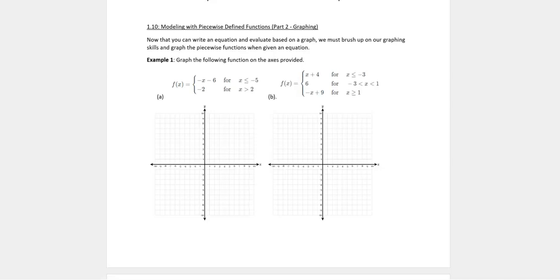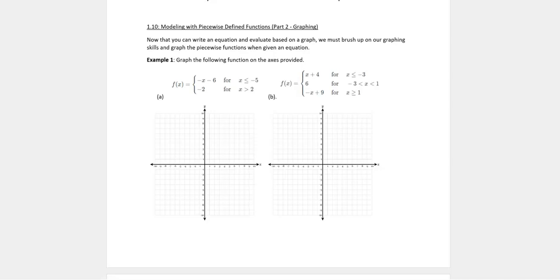So now that you know how to evaluate a piecewise function and graph one, and you practiced, and you wrote an equation based on a graph, now we're going to graph them, and we're going to talk about how you can write an absolute value function as a piecewise function, because that's essentially what it is. So if you don't know what I'm talking about, you'll see it in the video.